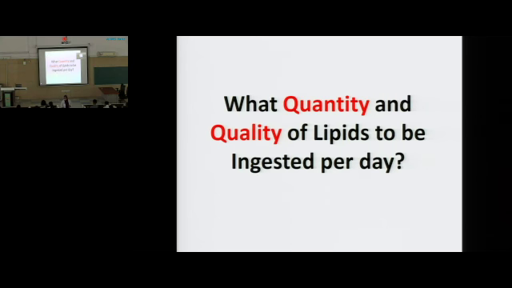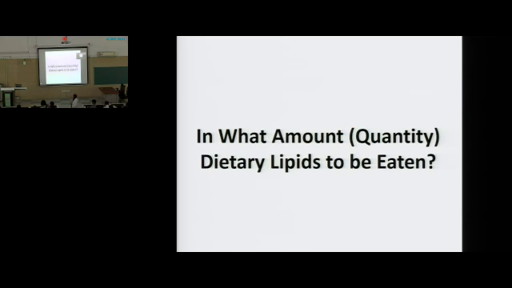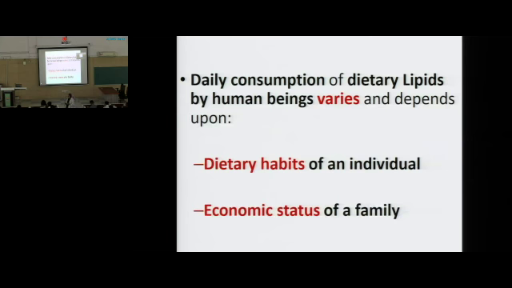Now the next question: what quantity to be eaten? What quality to be eaten? Quantity is nothing but the recommended dietary allowance. It is noted that 20 to 35% of calories should come from lipids in a day. Suppose 2000 is the calorie requirement per day, then 20 to 35% is to come from lipid. But you have to remember that the ingestion of lipid is based on factors like habit and economic status. You know that economy matters, because if you want to buy ghee, it is very costly.